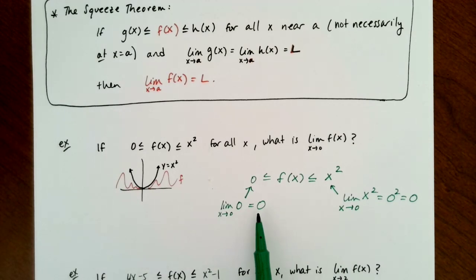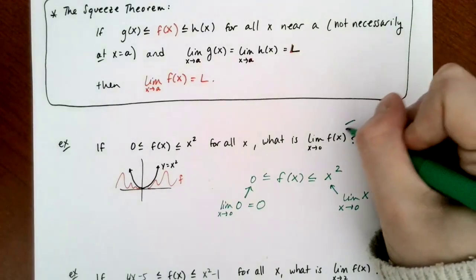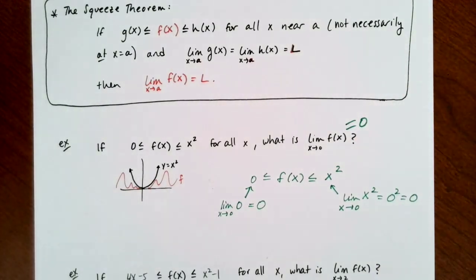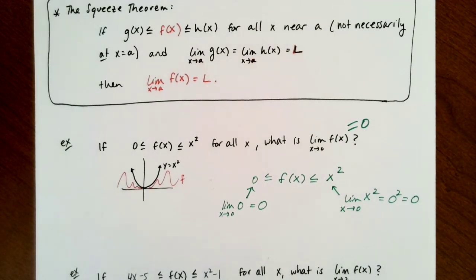We need something specific to happen in this step. We need not just to compute these limits, but they have to come out to the same number for us to keep using the squeeze theorem, right? Fortunately for us, they both came out to 0. So my answer is that this limit is also 0. If these had come out to different numbers, then the squeeze theorem doesn't apply and we're just stuck and we can't use it in this case.